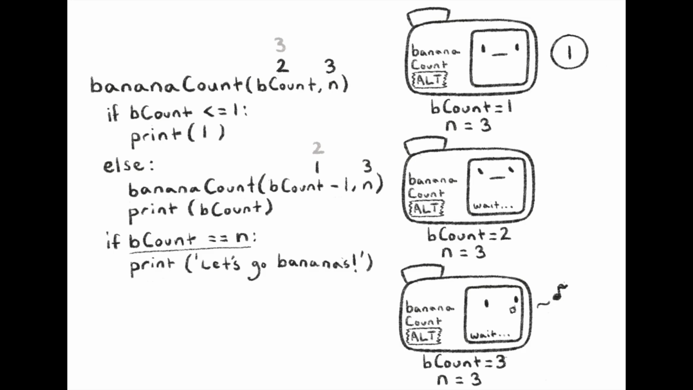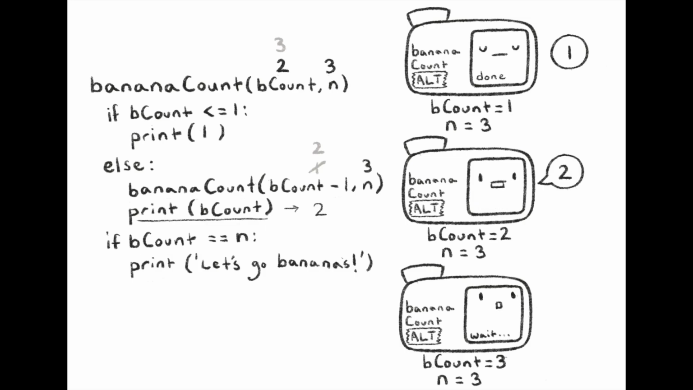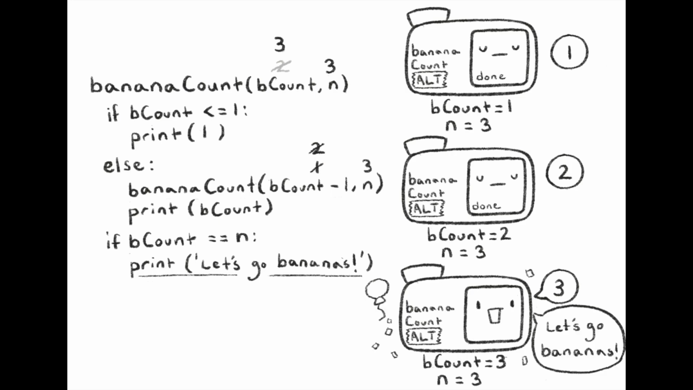From there, the first banana counter clone sees that its clone has finished counting 1, and then counts out 2. That same banana counter then checks to see if its b count value happens to be equal to n. Unfortunately, 2 also doesn't equal 3, so still no celebration yet. Seeing that the second banana has been counted, our original call of banana counter counts out 3. Then, seeing that all n equals 3 bananas have been counted, it shouts out, "Let's go bananas," and we celebrate.